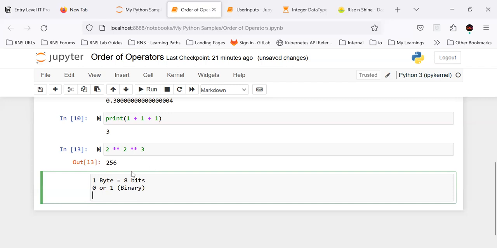We are saying 1 byte equals 8 bits. But what is 1 kilobyte? 1 KB, kilobyte, is how many bytes? Anyone? Yeah, that is about 1000 bytes. 1000 bytes is nothing but 8000 bits.